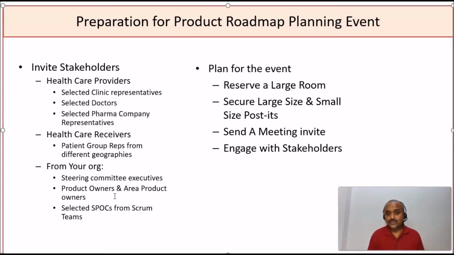So that is why we need to engage with the stakeholders, explain to them why it is important. At times, we need to understand the constraints that prevent them from attending our meeting. So we need to resolve those constraints so that their availability is assured. Okay, so this is the preparation that we are doing for the product roadmap planning event, where we are inviting stakeholders and we are planning for the event.